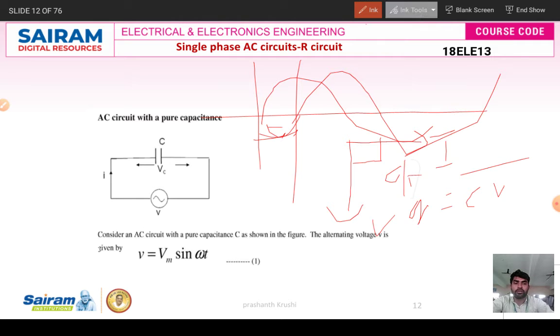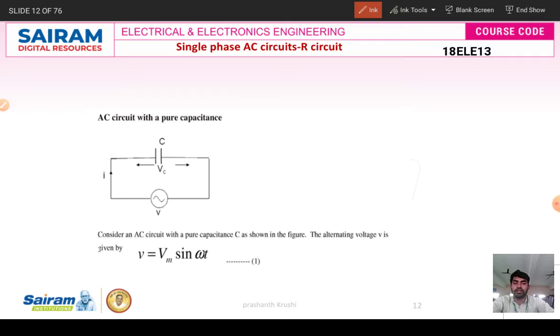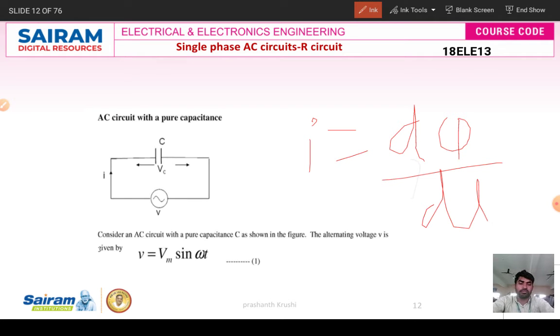i is equal to dq by dt for the current flowing through the capacitance, where dq is the rate of change of charge with respect to time, and q is equal to C into V, where v is Vm sin omega t. Just substituting, we get v is equal to Vm sin omega t, the standard equation number 1, and i is equal to Im sin(omega t plus pi by 2), that is 90 degrees.